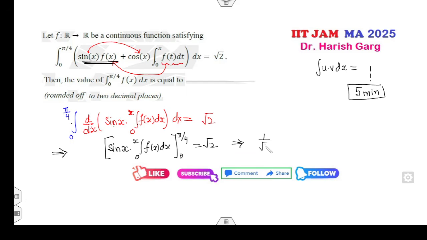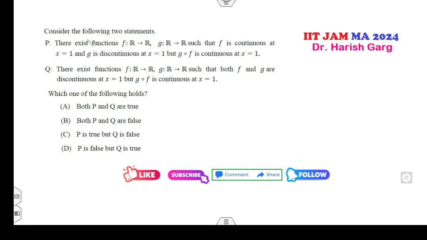Sine pi by 4 is 1 by root 2, times the integral from 0 to pi by 4 of f x dx, minus sine 0 which is 0. So can you get the answer of this quantity? This quantity will be root 2, which is the right answer. Always try to read the statement very carefully. Fine. Okay, look at the next one.